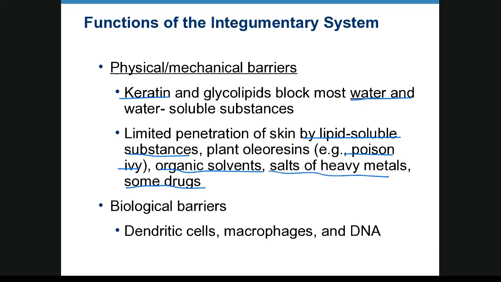Okay, biological barriers, you have immune system cells, dendritic cells, macrophages, and then also the DNA of the cells in the upper layer will actually protect the lower layer from the sun, and therefore from skin cancer.